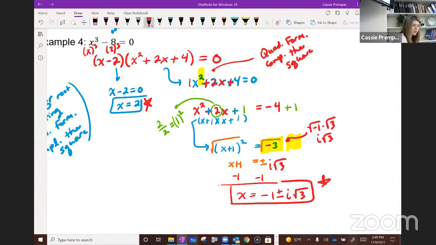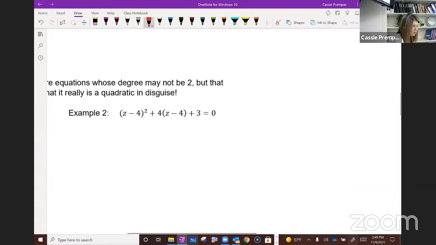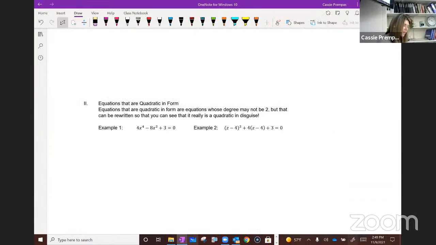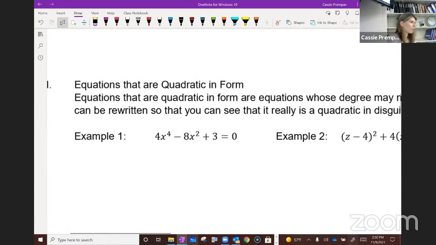All right. Back page. The last type of equations we look at today are equations that are quadratic in form. They might not look like a quadratic, but they actually are quadratics in disguise. Quadratic, that's a math word. Whenever I see a math word, I like to see a visual example. A quadratic looks like this: ax squared plus bx plus c. So these are quadratics in disguise.